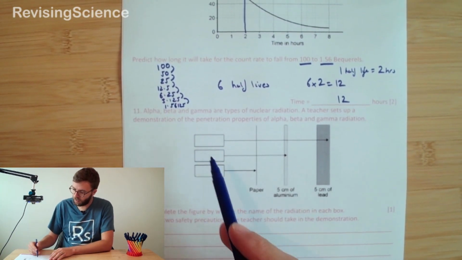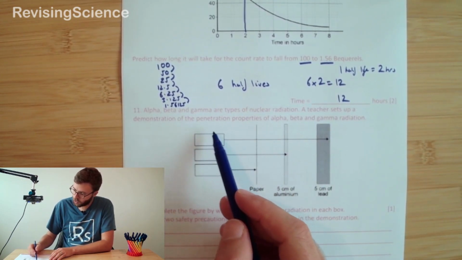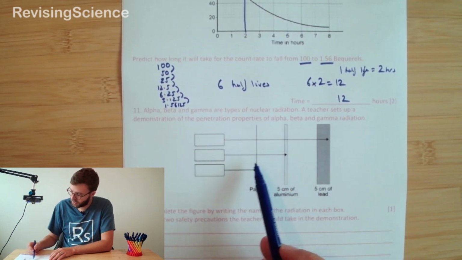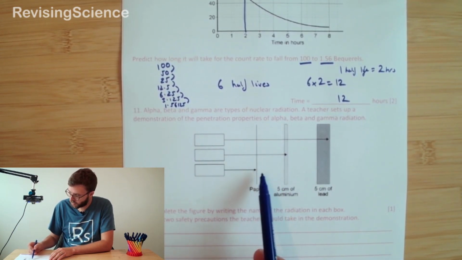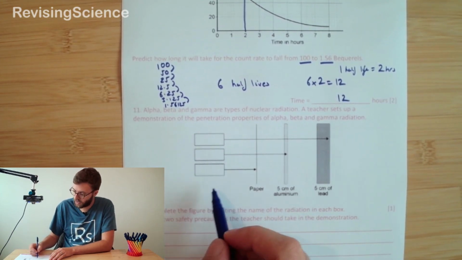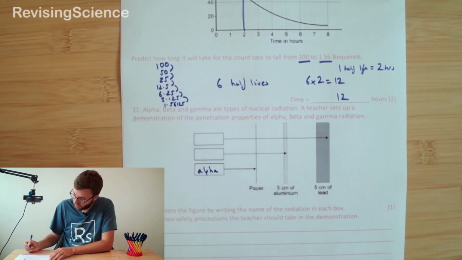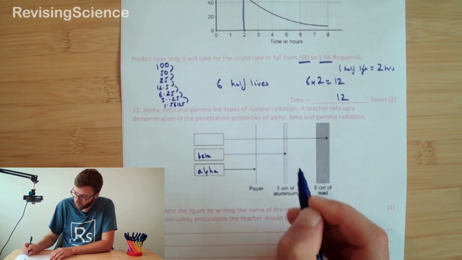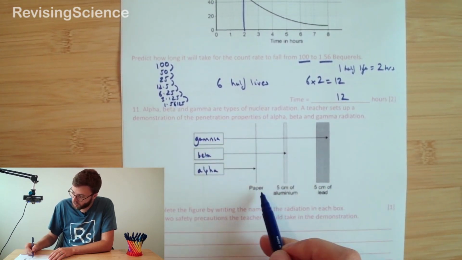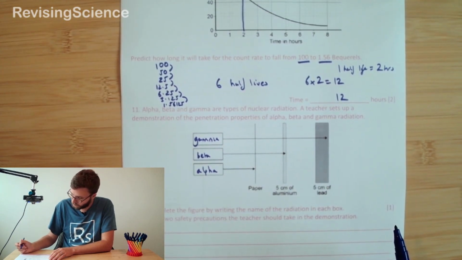Okay, in question 11, alpha, beta and gamma are types of nuclear radiation. The teacher sets up a demonstration of the penetration properties of alpha, beta and gamma. So they've got the different types of radiation. You can see where they're getting blocked. Complete the figure by writing the name of the radiation in each block. So alpha is our least penetrating, gets stopped by the paper. This must be our alpha. Beta is the second most penetrating, and the most penetrating is gamma, which you can see passes through the paper, passes through the aluminium, and is passing through the lead there.